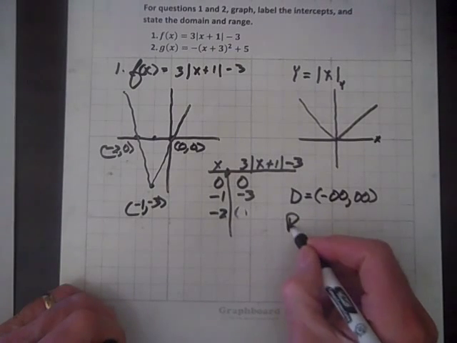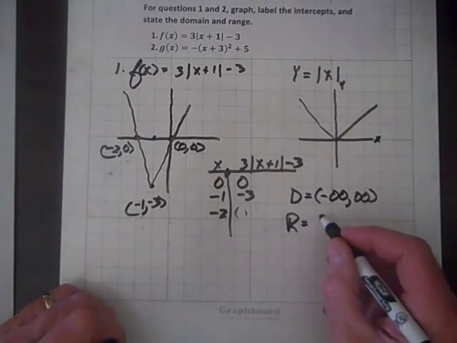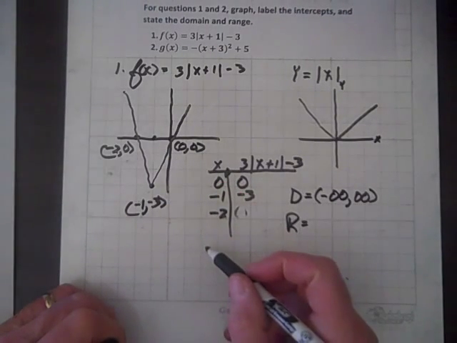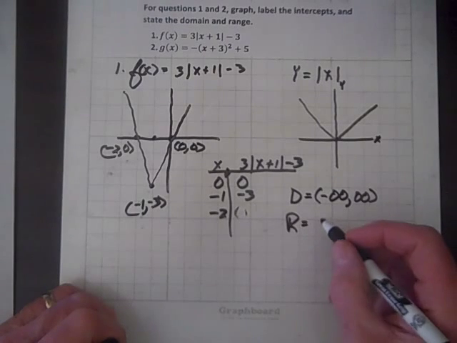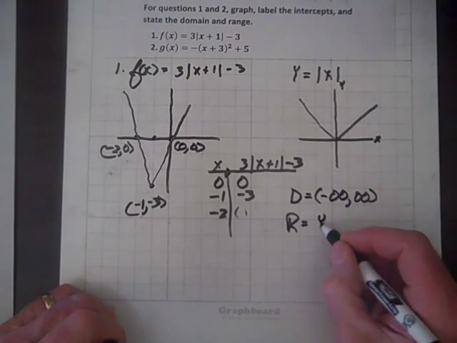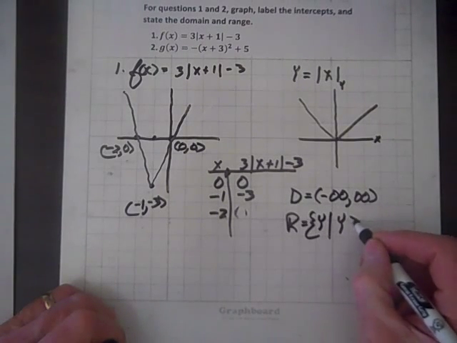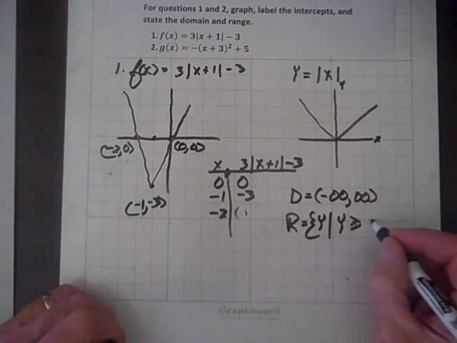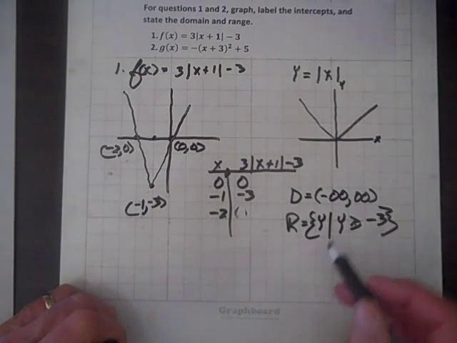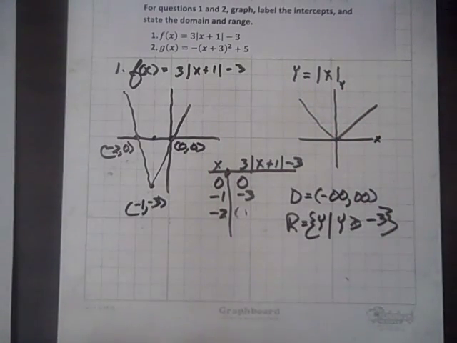As far as the range goes, the smallest y value that occurs in the graph is at negative 3, and all y values greater than that are also on the graph. So we're talking about the set y such that y is greater than or equal to negative 3. And let's see, we've graphed it, we've labeled the intercepts, and we've stated the domain and range, so we're done.